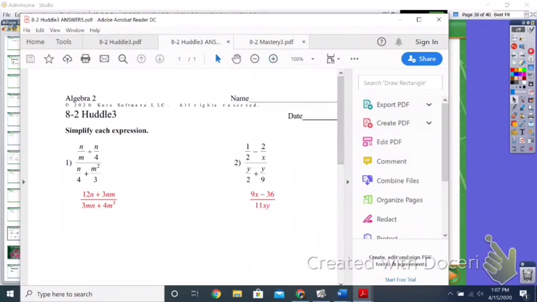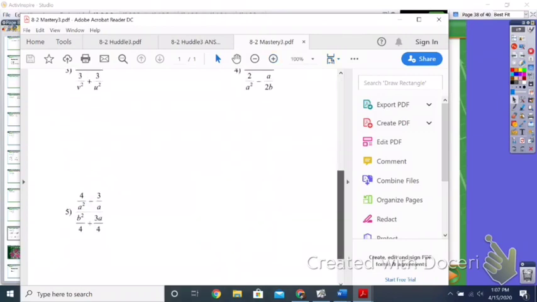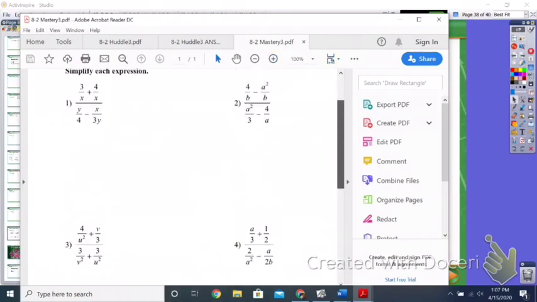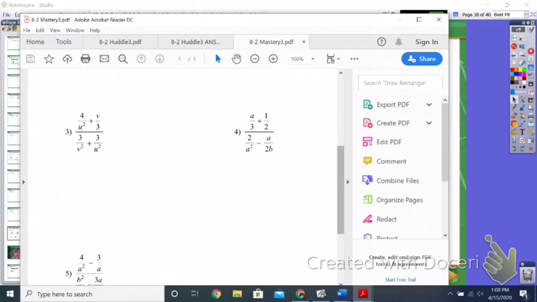And then as far as the mastery, it's called 8-2 mastery 3. So it's here. And I'll point out something on this as well. If you look at this denominator, it's 4 and 3y. So you're looking for the least common multiple of those. That would be 12y, right? So you're going to have to multiply the first fraction by 3y to get it to 12y, and the second fraction by 4. 3y times 4 gives you 12y. So just to throw that out there, because I don't want anybody to be too confused.